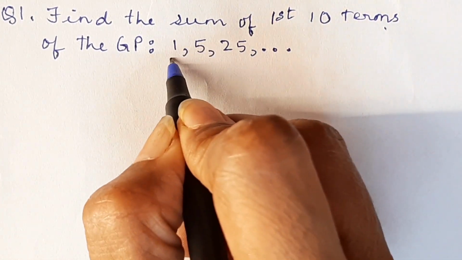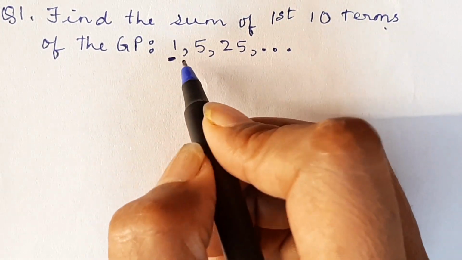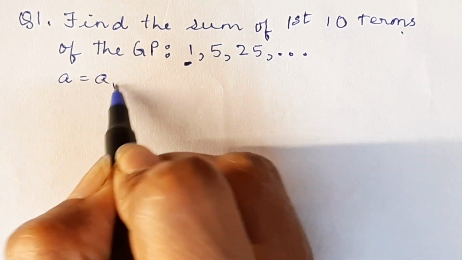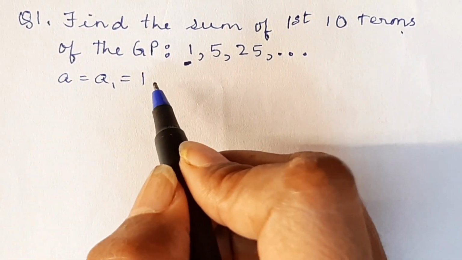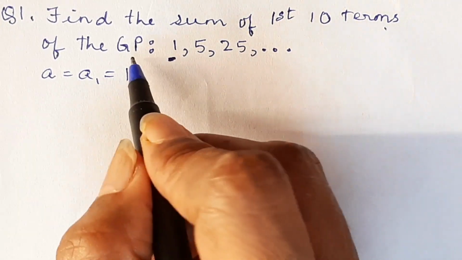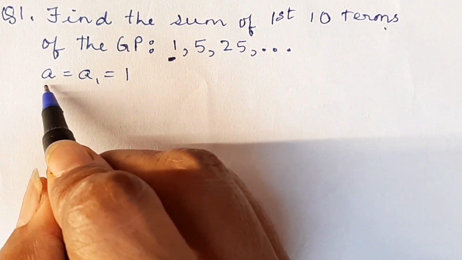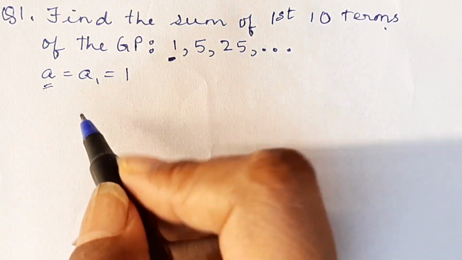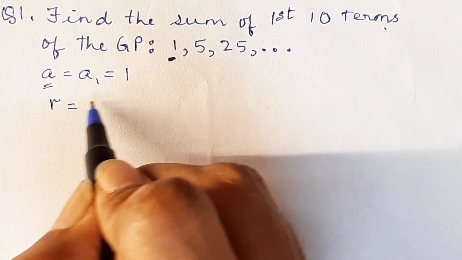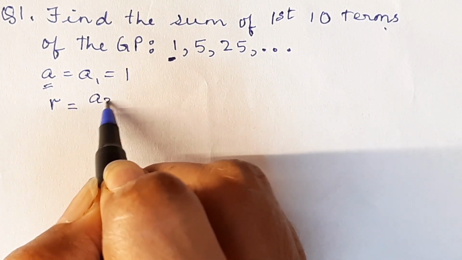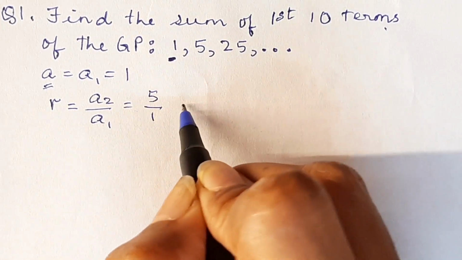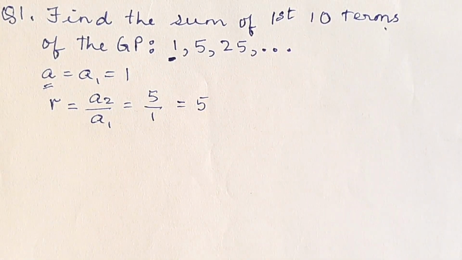Now here we have been given that it's a GP. The first term will be A1, so we will write A equal to A1, which is equal to 1. And 5 becomes A2, 25 becomes A3. But because it's a GP, we must find out what is A and what is R as well. What is R? R is the common ratio. How do we get common ratio? It will be A2 upon A1. So it becomes 5 upon 1, which is equal to 5.